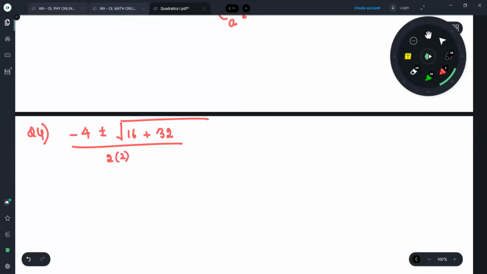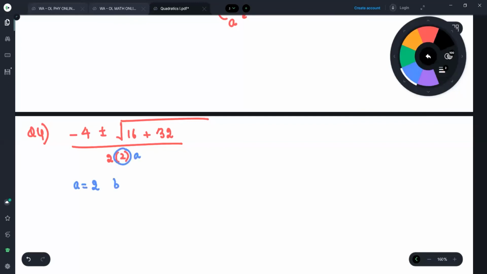Anybody could tell me what A is for this question? Sir, A is 2. Very good. A is 2. B is 4. B is 4 or minus 4? 4. Because ये वाला minus जो है ना, this is already in the formula. This is the formula वाला minus. Yes or no? What is C here?